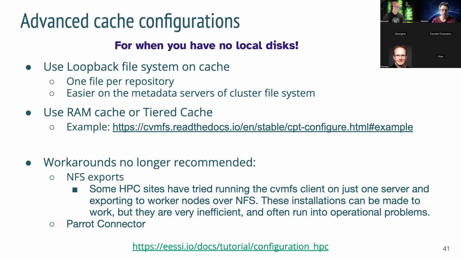This can actually be extended to use different sources for the cache. For example, we also support using a RAM cache, where you just create a RAM disk, and we can also mix the different caches. This is what we call tiered caches, so that you have a RAM cache first with a certain size, and then it can overspill into a cluster file system if that's there.